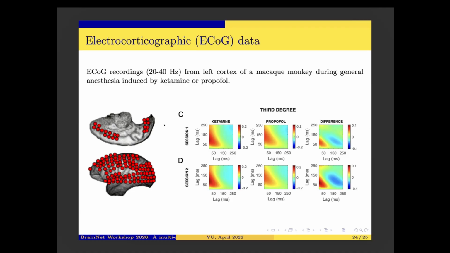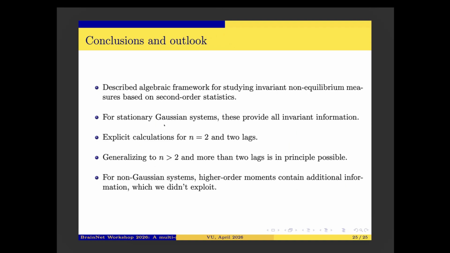This just describes an algebraic framework to systematically derive invariant non-equilibrium measures. And for Gaussian systems, then you have everything you can have, because Gaussian systems are determined by second-order statistics. But of course, for non-Gaussian systems, you can look at higher order moment tensors that contain additional information. We did some explicit calculations in the case of 2 signals. For n larger than 2, you can do the same computationally. Only for non-Gaussian systems, these higher order moment tensors contain additional information. But to derive those, you have to look at the invariant theory of tensors. So that we cannot do with this, to generalize this. Okay, thanks.